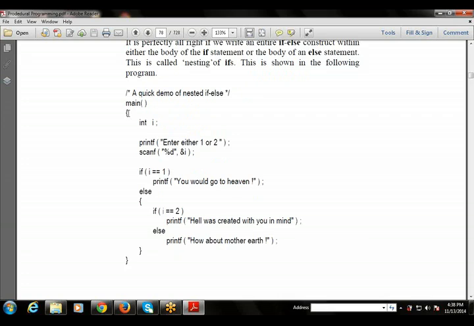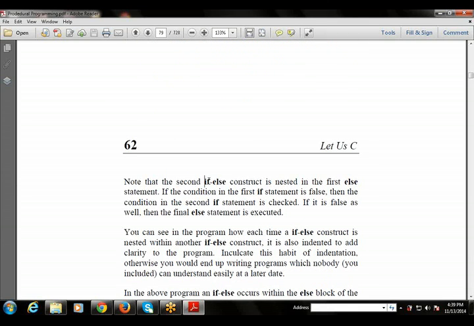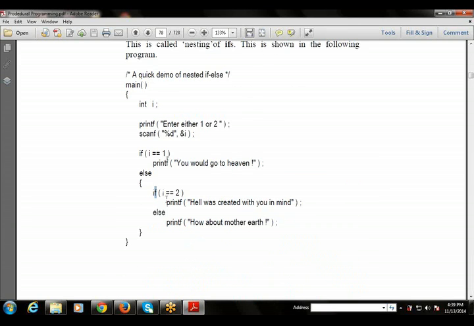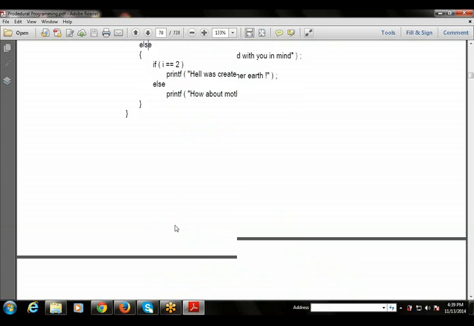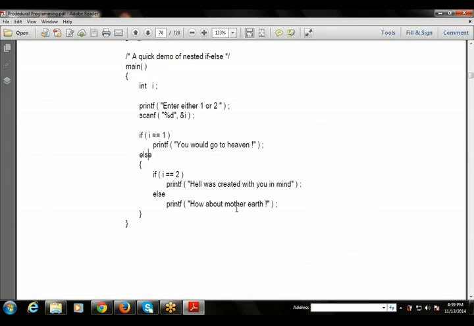So now let's see, this is the curly brace that is open, this is the curly brace that is closed. Note that the second if else construct is nested in the first else statement. So this is the if else construct within the first else statement. If the condition in the first if is false, then the condition in the second if is checked. If it is false as well, then go to the else part.